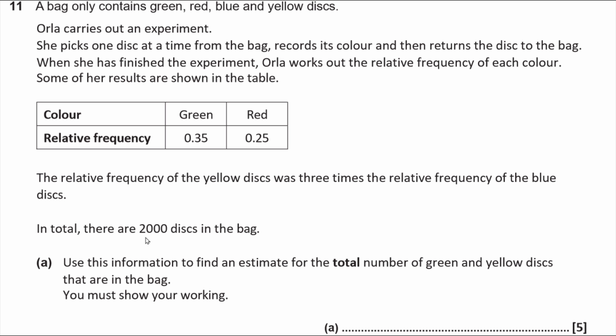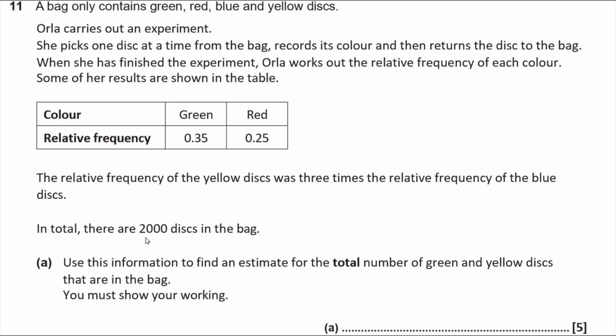Question 11. A bag only contains green, red, blue and yellow discs. Orla carries out an experiment. She picks one disc from the bag, records its colour and then returns the disc to the bag. When she has finished the experiment, Orla works out the relative frequency of each colour. Some of her results are shown in the table.